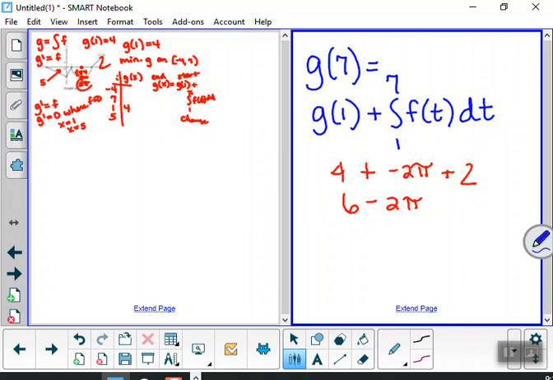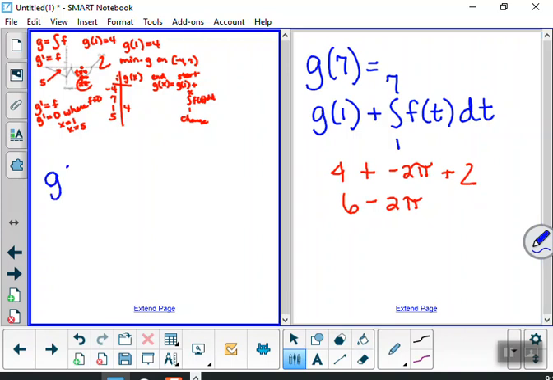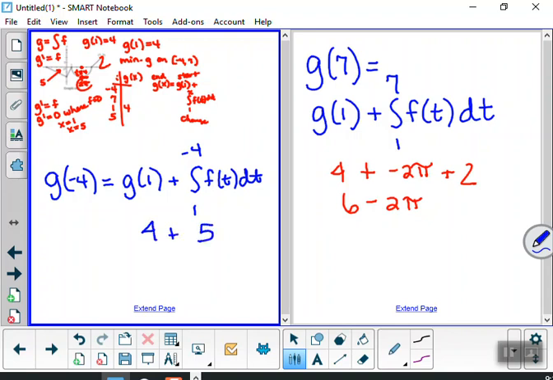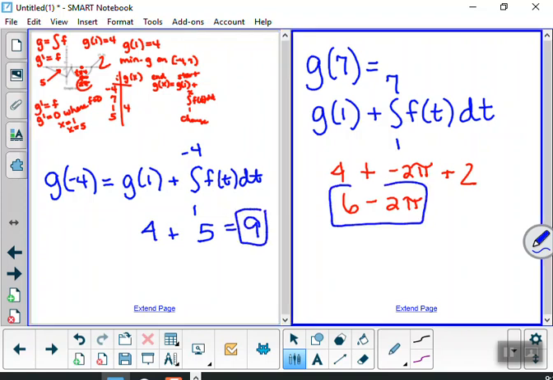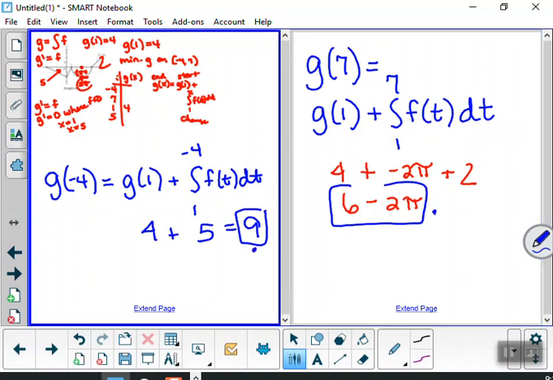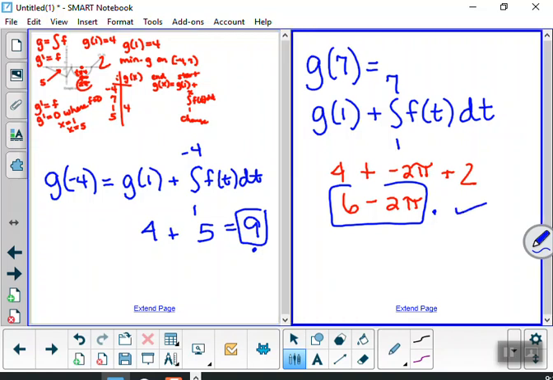So 6 minus 2 pi for 7. If I come over here, I'm just going to write this. So if I want G of negative 4, it's going to be G of 1 plus the integral from 1 to negative 4. 1 to negative 4 is backwards, and that area is under, so that's going to count as a positive. So this is going to be 4 plus 5, so this one's going to be 9. This one is definitely negative because 2 times pi is more than 6, so it's like 6.28. This is positive. We're going for the minimum. So far, this one's winning.